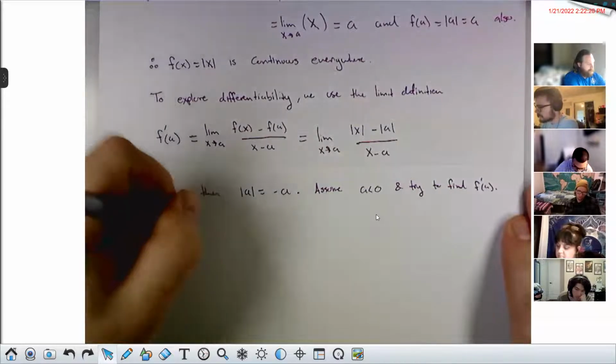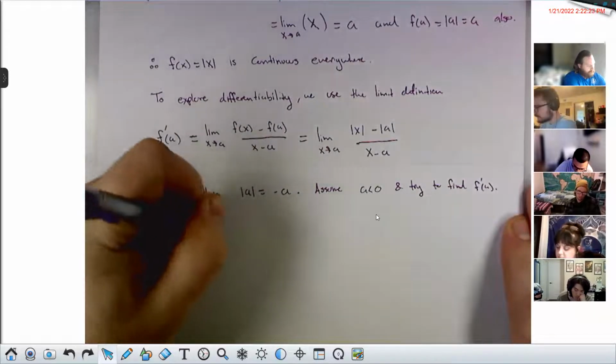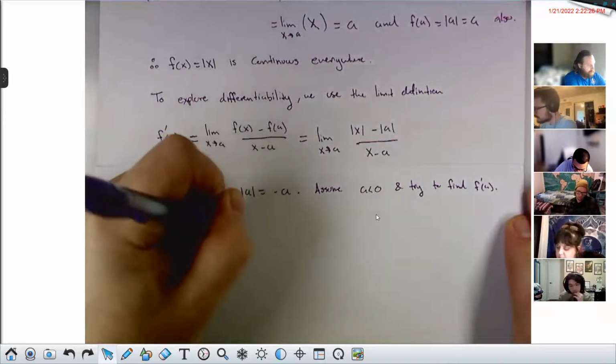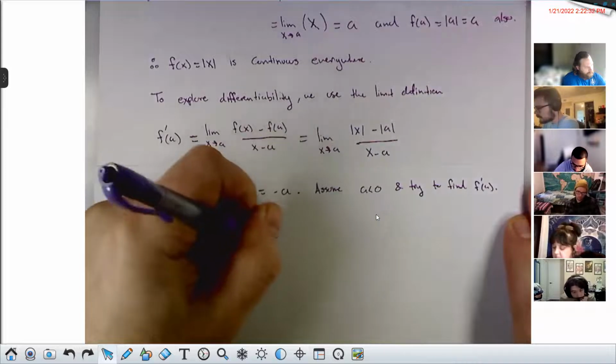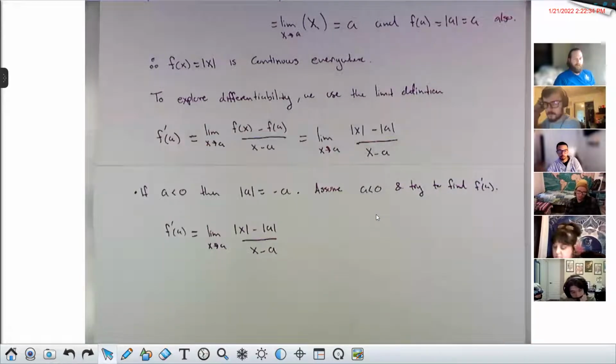F prime of a, according to what we've got written up there, should be the limit as x goes to a of absolute value x minus absolute value a over x minus a. And we're assuming that a is negative. So I'm taking the limit as x approaches a negative number. Well, that means that those x values have to also be negative themselves. Right? I cannot approach -2 with a positive value for x. -2 is all the way on the other side of the y-axis. So all of the x values in this limit have to be negative as well.